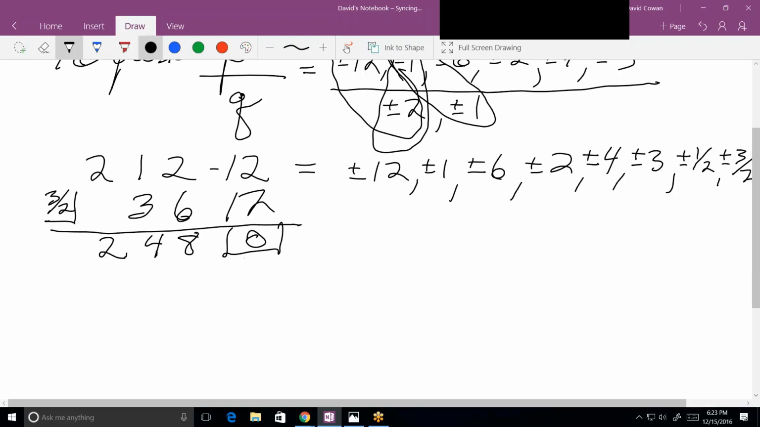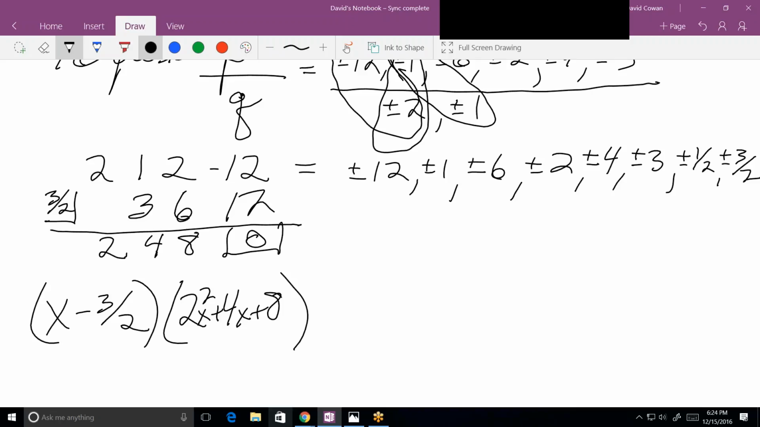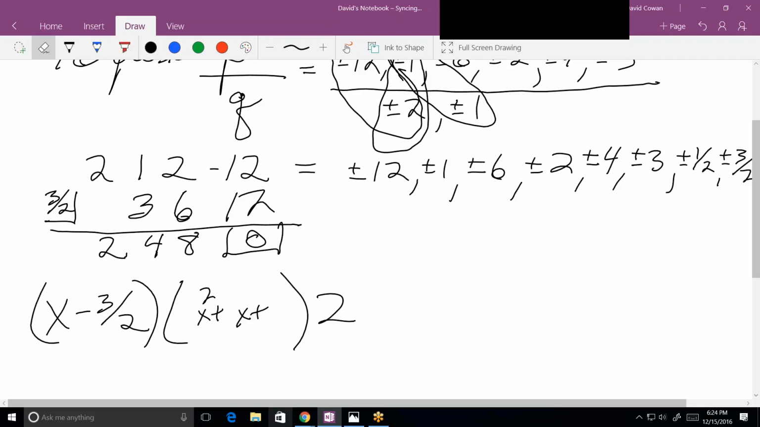What does that tell me? That tells me here's one linear factor. What's the remaining quadratic? 2x squared plus 4x plus 8. And I could actually take a 2 out of that. And then apply the quadratic formula. That becomes 2 and 4. That's not going to factor nicely.